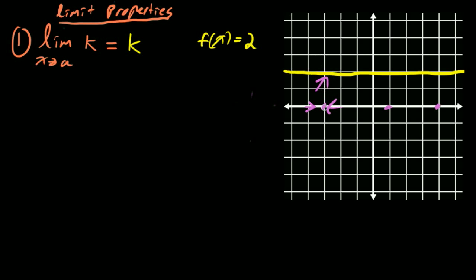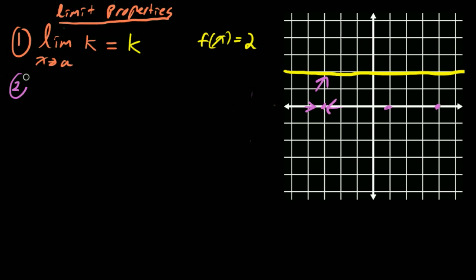So if we chose any value for x, say -3, and asked for the limit as x approached -3 of 2, that would always just be equal to 2. So that's the intuitive sense of our first property of the limit: the limit as x approaches any value a of some constant is just going to be equal to that constant.